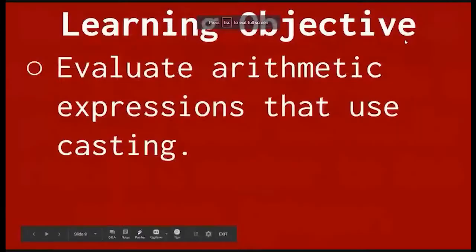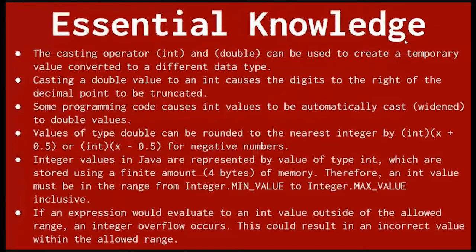So the main thing we're trying to do today is evaluate arithmetic expressions that use casting. But the essential knowledge right here, if you notice bullet point number 4, it says values of type double can be rounded to the nearest integer by casting to int and adding 0.5, or casting to int and subtracting 0.5 for negative numbers. So that's the main thing you do have to know for today's activity. The activity explains it though too. So again, this is just a sneak preview. It's not meant to be the full lesson.